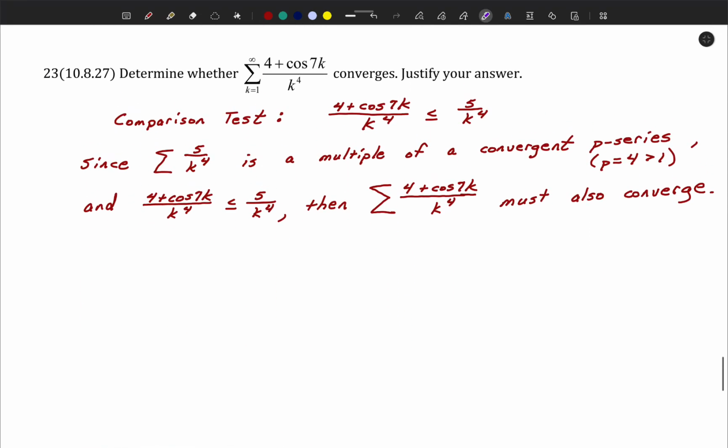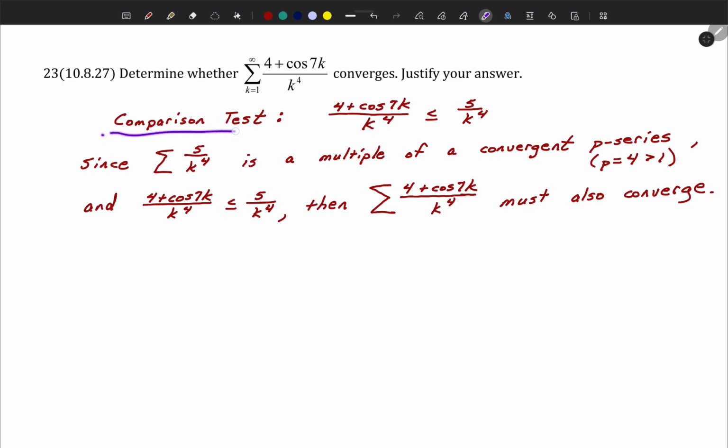Number 23. It says determine whether the summation from k equals 1 to infinity of (4 plus 7 cosine of 7k) over k to the fourth converges, and then justify your answer. All right. I tried to make this one pretty obvious here because notice, minus that cosine, this would just be a p-series with p equals 4. And anytime in a p-series the value is greater than 1, it is convergent. Okay, this is definitely going to converge, but I have to explain why.